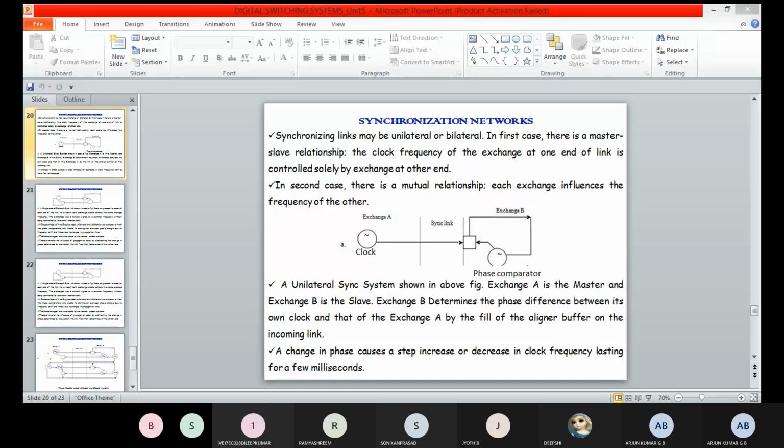Okay, that is the working explanation of the space time space switching. And one more thing is the time space time switching.